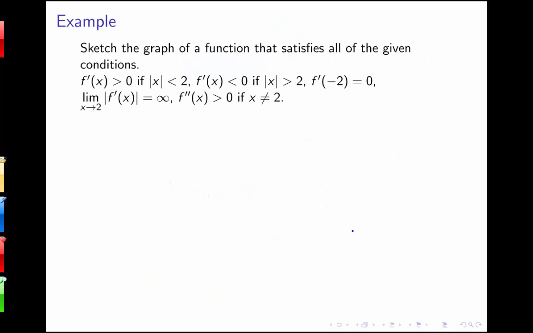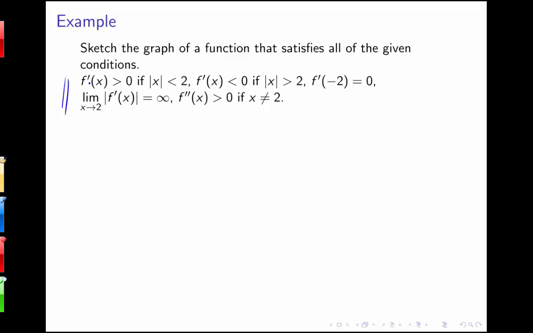So what about if we have something like this? So this is telling us to sketch the graph of a function that satisfies all of these conditions. So this is kind of moving us towards a curve sketching example where maybe we would have to figure out all the information that's here about the derivatives and then do a sketch. So let's just break apart the information that we have here.